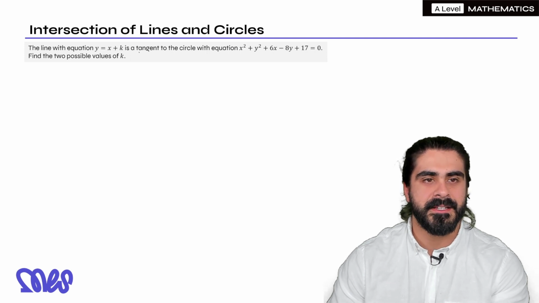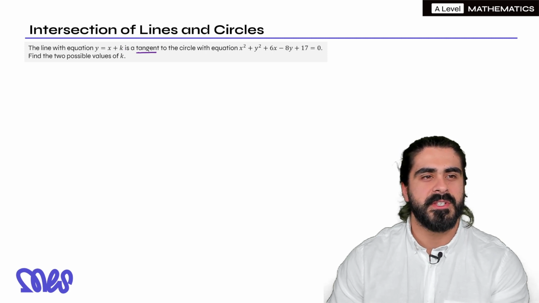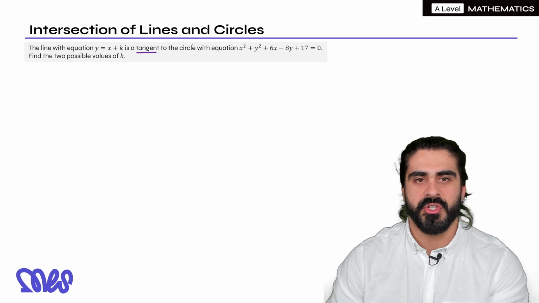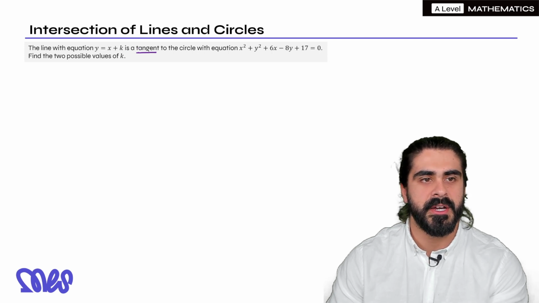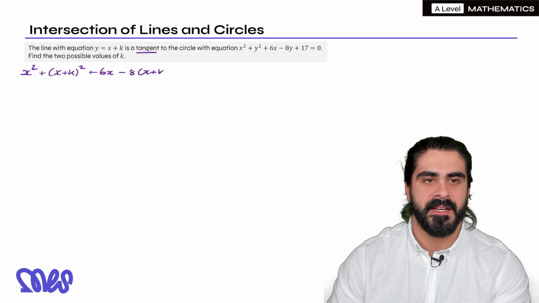Now for a line to be a tangent, it means that the line meets the circle once. So we just have to find the values of k in which this line would meet this circle once. Whenever you see the word meet or intersect, you should be thinking simultaneous equations. So we're going to replace all the y's with x plus k in the circle. So we're going to get x squared plus y squared, which is now x plus k squared, plus 6x minus 8 lots of x plus k plus 17 is 0.